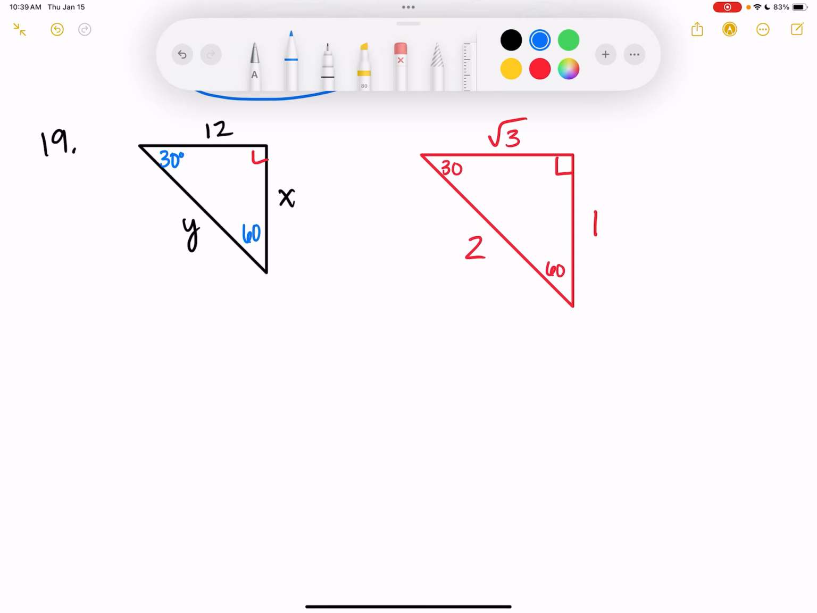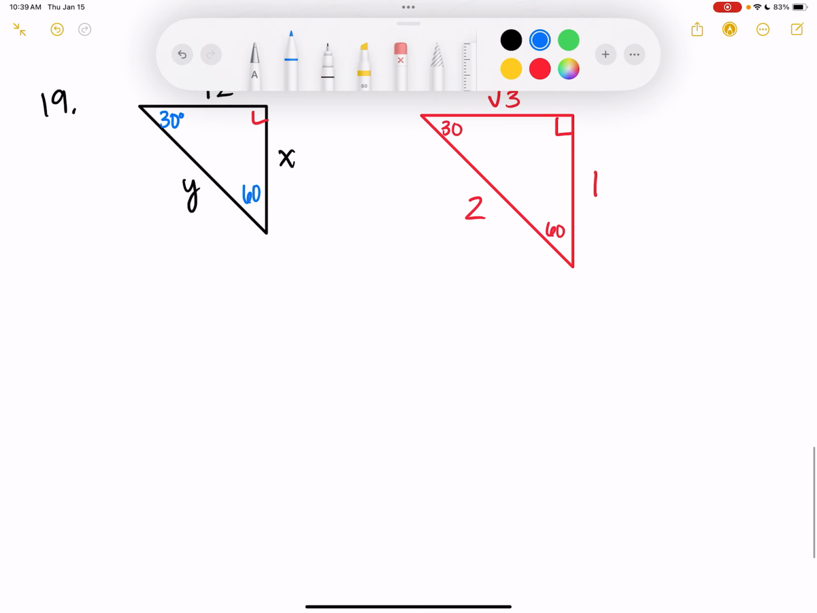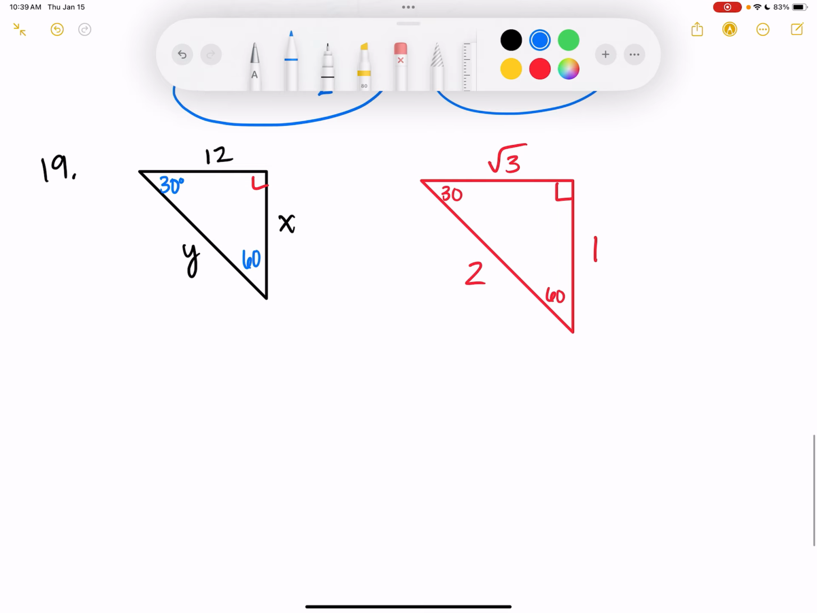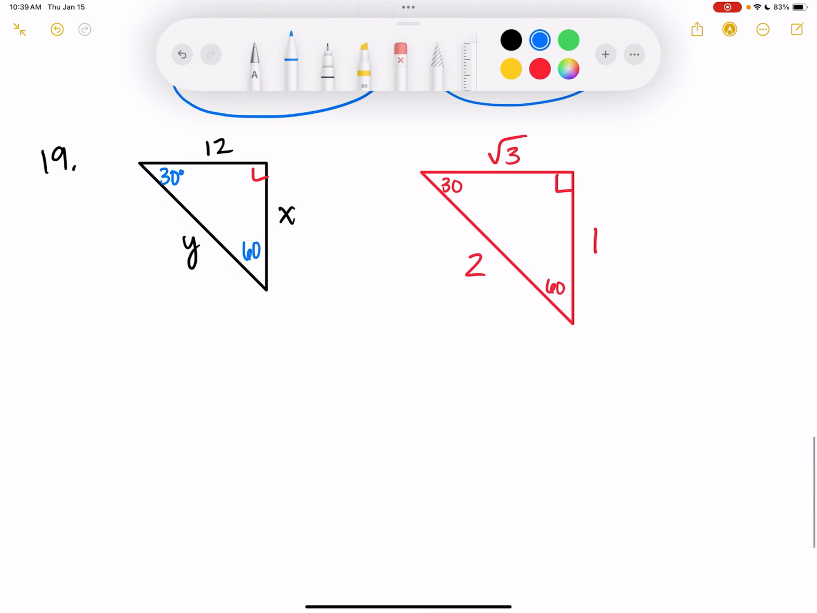All right, so I can choose kind of any of these to go through and solve, but which one do you want to do, X or Y? Which one's easier? It really doesn't matter. All right, let's do Y. So I'm going to stick Y on top. So Y over 12 is equal to, I have to do them in the same order, so 2 over root 3.